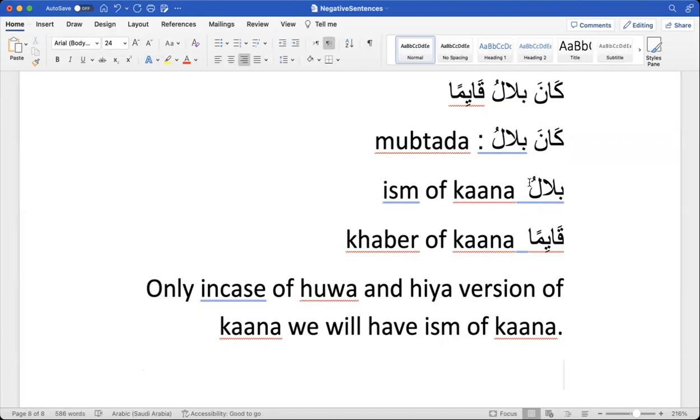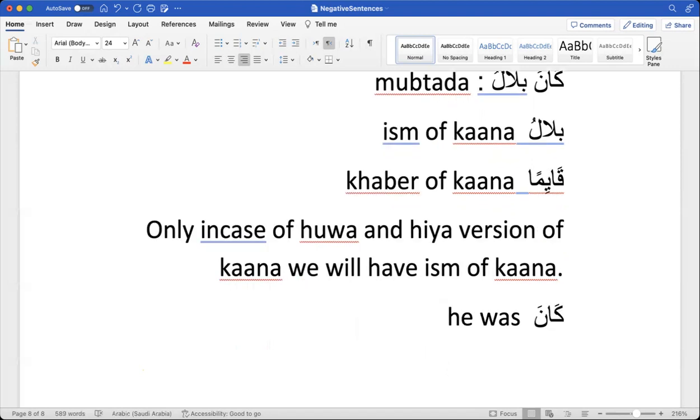Now, let's do the conjugation of these fi'ls. Especially first we'll take kana. So kana means he was. If there is an ism of kana, then it will be only ism of kana was. Now, if I had to say they both were, huma version. So this is your huwa version.